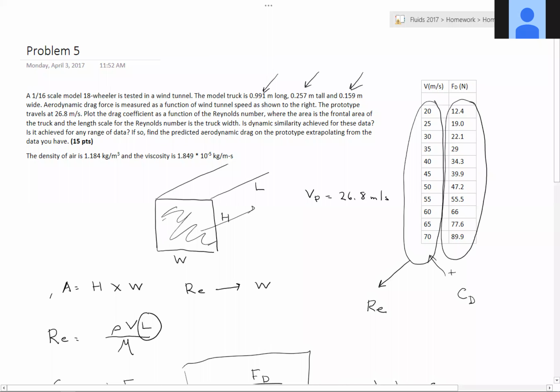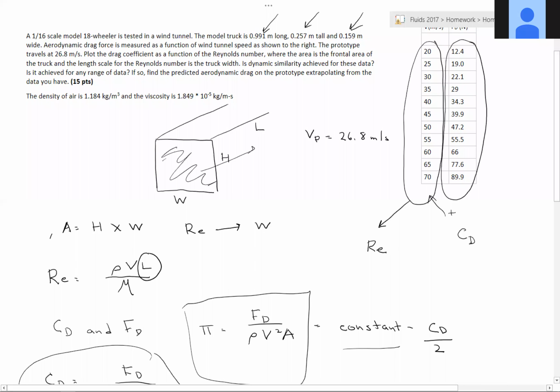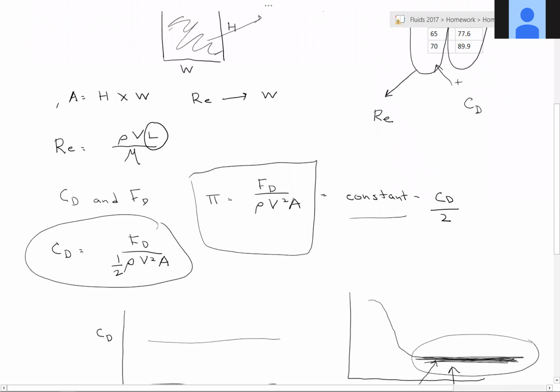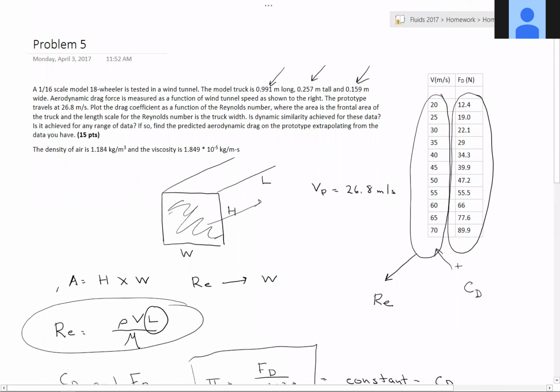Okay, so let's go back here. What it says is plot the drag coefficient as a function of the Reynolds number. So we write the Reynolds number here, we write the drag coefficient here, and then we just plot the two. And you have enough information for both of them. Okay, so what L is used for the Reynolds number? It says the length scale for the Reynolds number is the truck width.